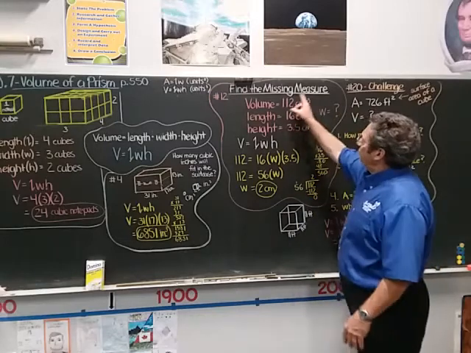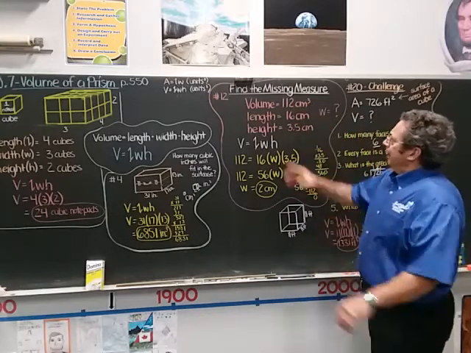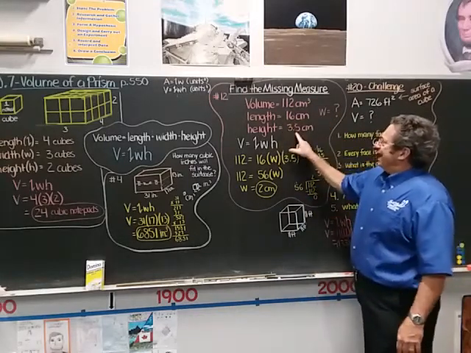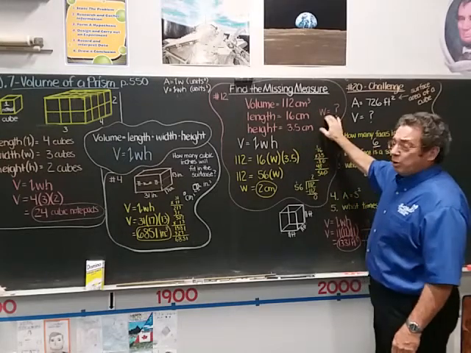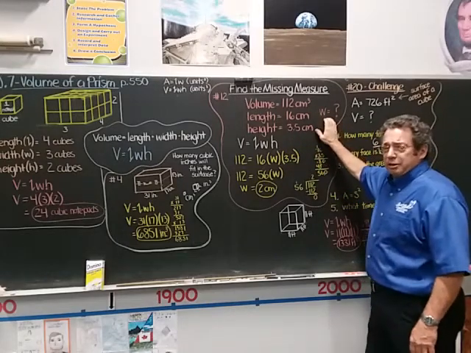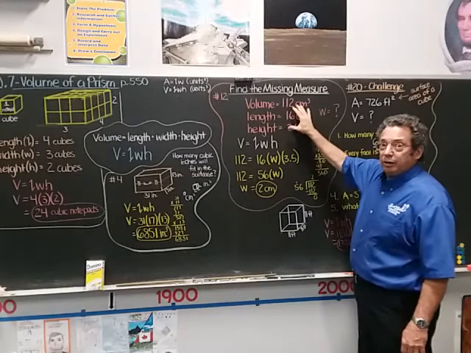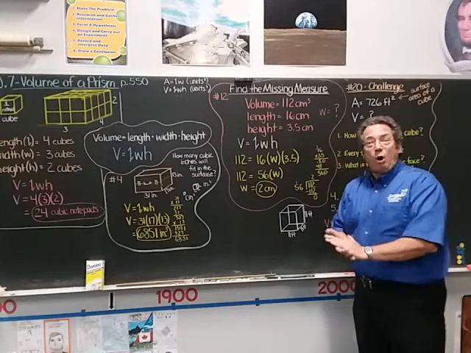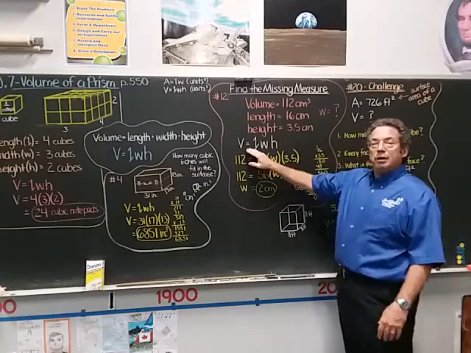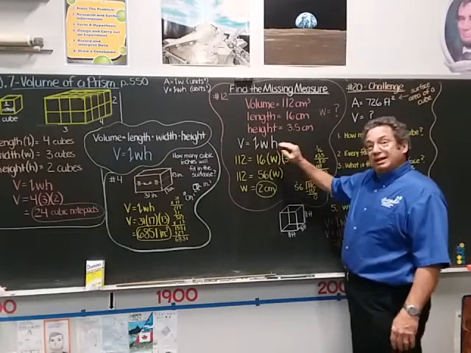Now, find the missing measure. The length is 16 centimeters. The height is 3.5 centimeters. Can we find the width of a rectangular prism that has this information here? Surely we can. Let's say the formula for a rectangular prism. Begin. Formula equals length times width times height.